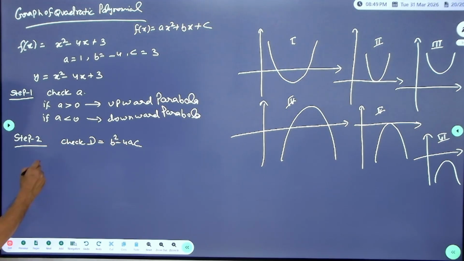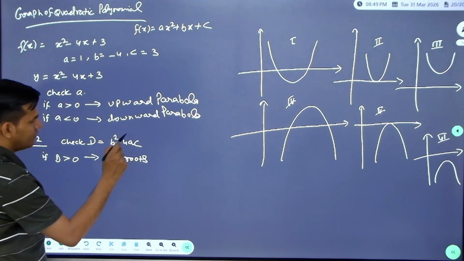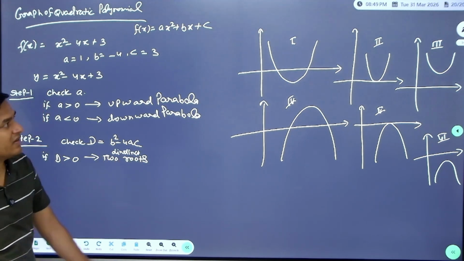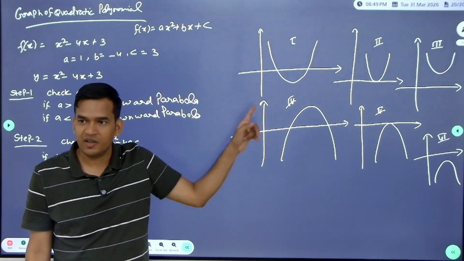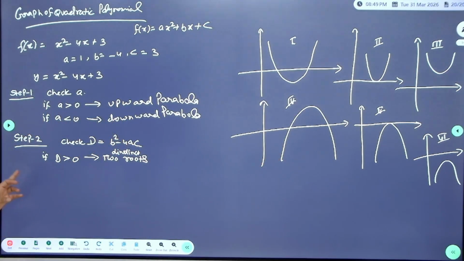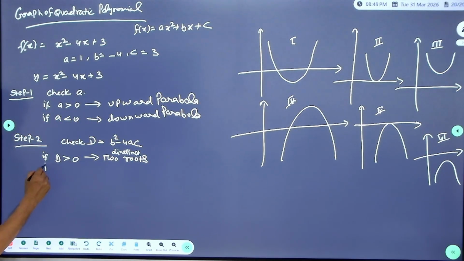Okay? If D greater than 0, that means two roots, two distinct roots. Distinct root means either the first case or fourth case. If A is greater than 0, then the first case. A less than 0, then the fourth case. Understood? If D is greater than 0, then either the fourth case or first case. These two cases.